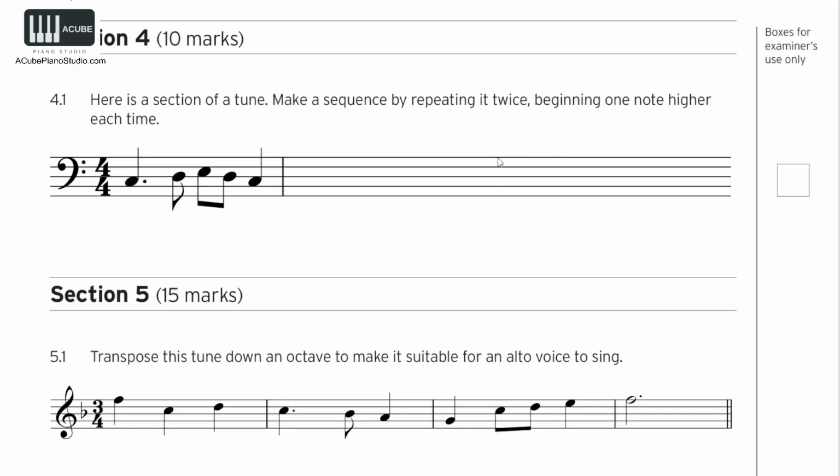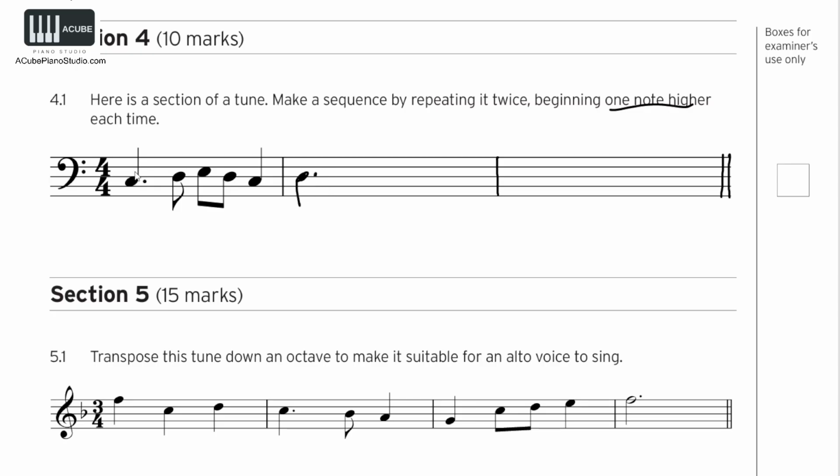Because I need to write it twice, I need to write 2 more bars. So let me first put in the bar lines as a guide so that I know how it should be written. Now the next thing is this is C. Each time it begins one note higher. So one note higher than C is D.